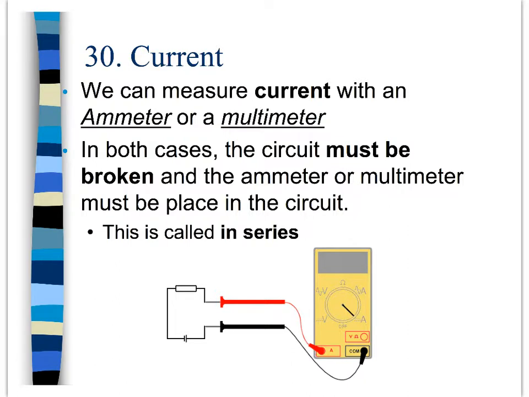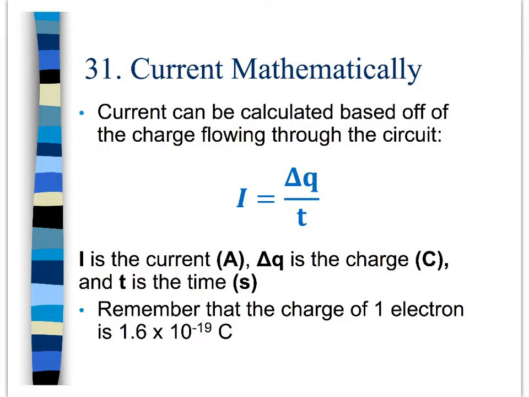So we always are going to break the circuit and actually put the multimeter there to complete the circuit again, and it forces the electrons through the multimeter. We call this wiring in series. So whenever we're connecting a multimeter to measure current, we're going to connect it in series, just like we always connected a voltmeter in parallel.